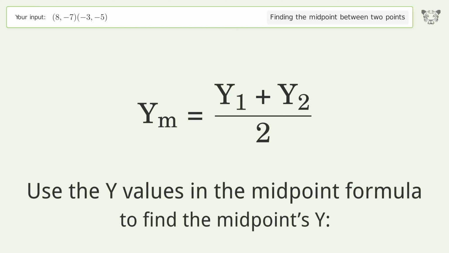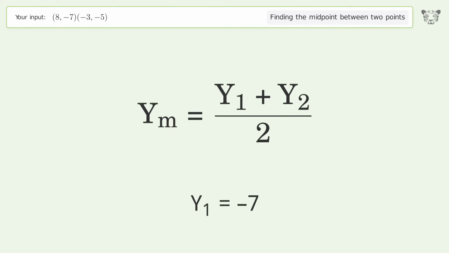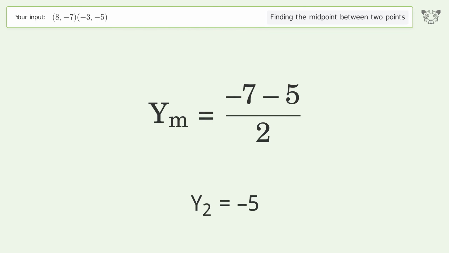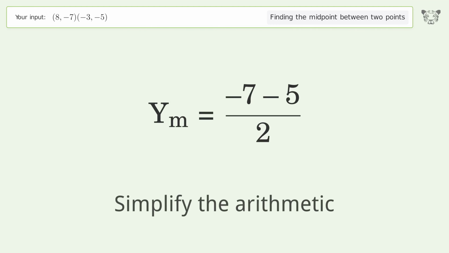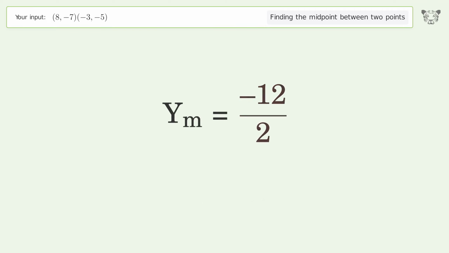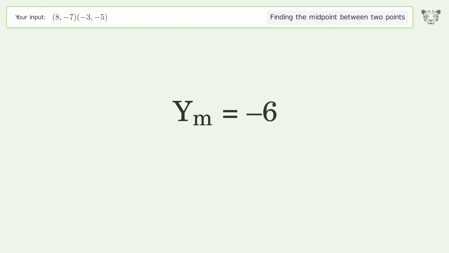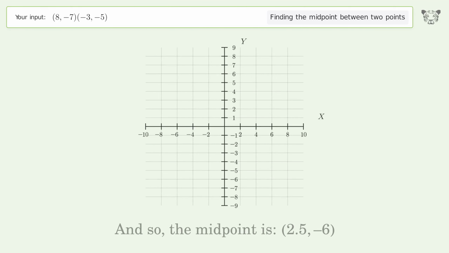Use the y values in the midpoint formula to find the midpoint's y. y1 equals -7. y2 equals -5. Simplify the arithmetic. And so, the midpoint is 2.5, -6.